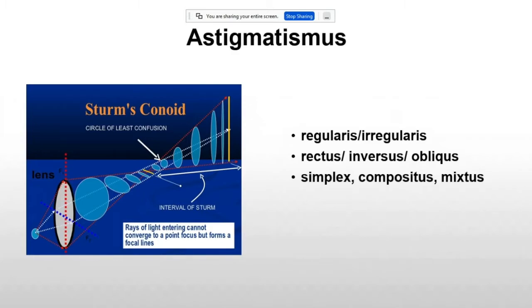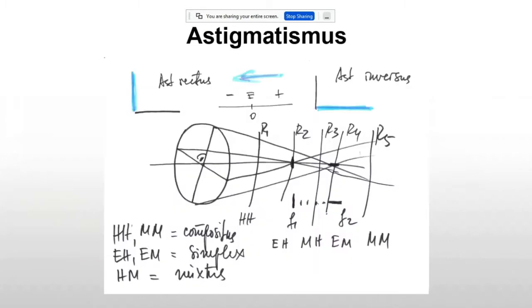And when one of the meridians is emmetropic, we have astigmatismus simplex. When both meridians are either myopic or hyperopic, we have astigmatismus compositus. And if one meridian is myopic and the other is hyperopic, we have mixtus. Here is one very easy schema in order to remember what I just said. When both are hyperopic or myopic, compositus; when one is emmetropic, simplex; and when one is hyperopic and the other myopic, we have astigmatismus mixtus.